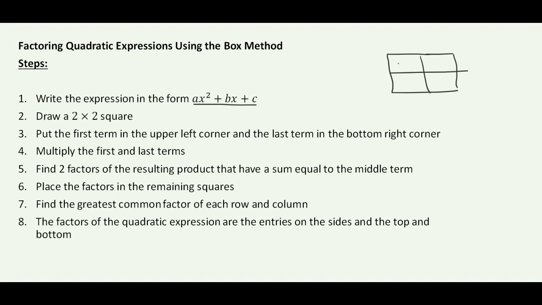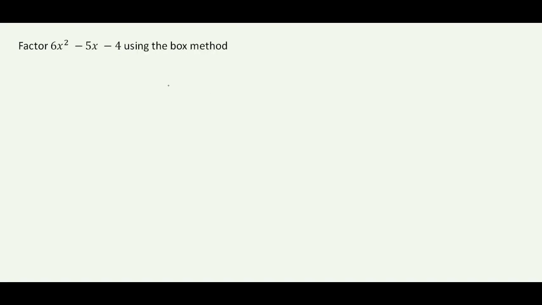So we're going to put our ax squared here, and we're going to put our c right here, and then we're going to multiply the first two terms together. So this is going to give us acx squared, okay? And then we're trying to find two factors of acx squared that add up to b. And then we'll put the factors in the remaining squares and then simplify, factor the linear expressions that show up. Now let's look at some examples and see how we can apply this.